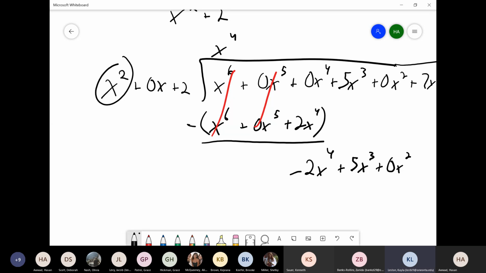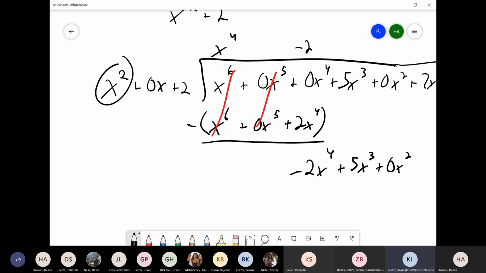Just 1 times negative 2. Great. So we know that we're going to need a negative 2 right here, right? Because to get 1 to -2, we know we need to multiply by -2. Okay, cool. So you're almost done. How do I get x squared to give me x to the 4th? What do I need to multiply by?